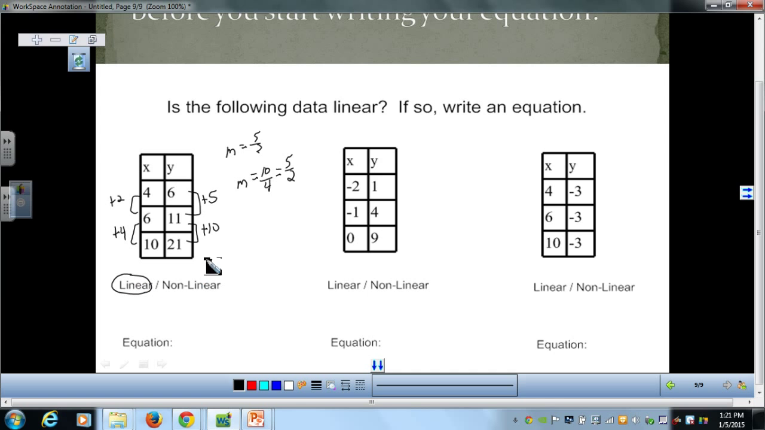I'm not going to write the equation because you would do that the same way we just did, but I wanted to make sure that we understand how to determine if something is linear or non-linear. If it's linear, all the rates of change between any 2 points must agree. In our second example, 1 to 4 is a positive 3, and negative 2 to 1 is a plus 1. So the rate of change between the first 2 points is 3 over 1. For the next 2 points, this is a plus 5 and a plus 1, so the second rate of change is 5 over 1. These do not match, therefore this must be a nonlinear set of data.